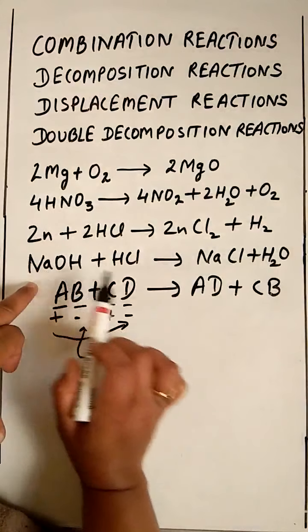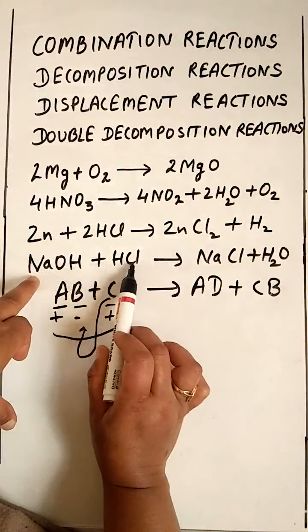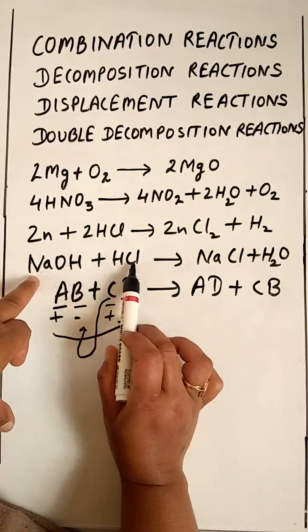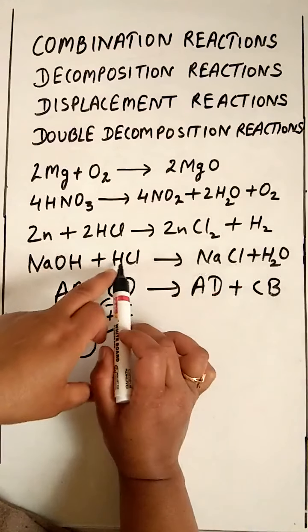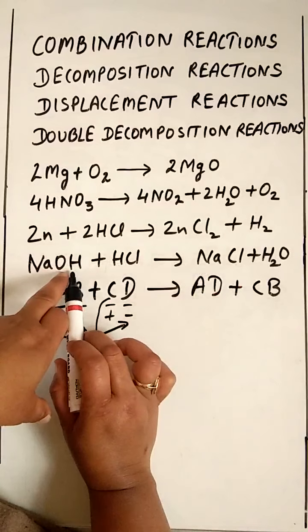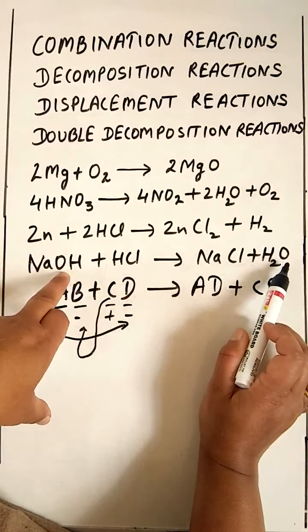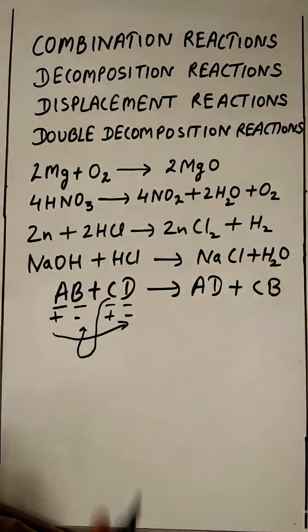So now look at the fourth case. Yes, sodium went with chlorine. Sodium was positive, chlorine was negative, to give sodium chloride. And hydrogen came with OH. So that is H2O. Clear? So these are the four important kinds of chemical reactions.